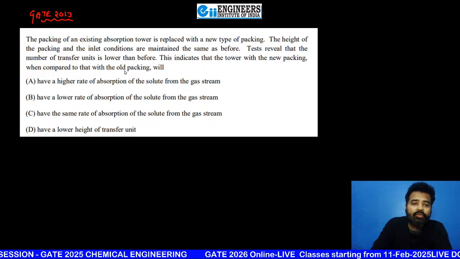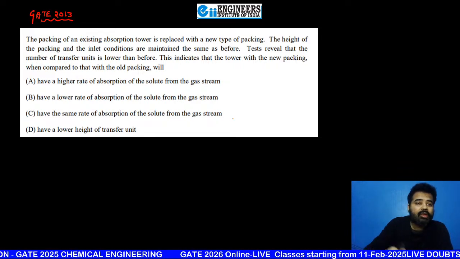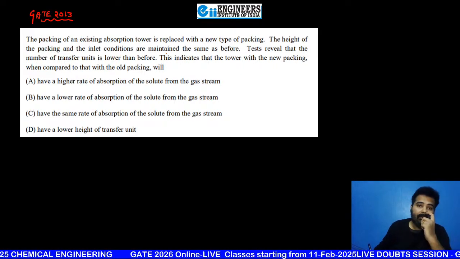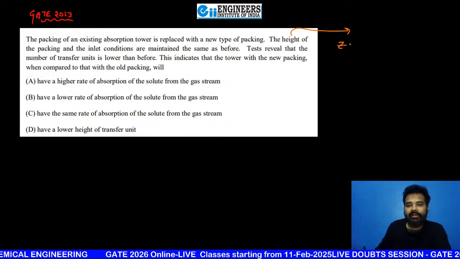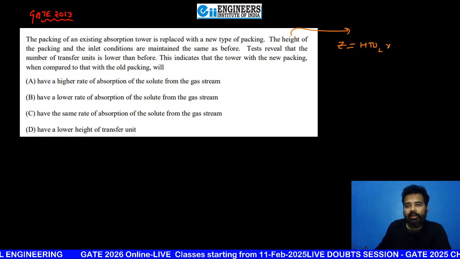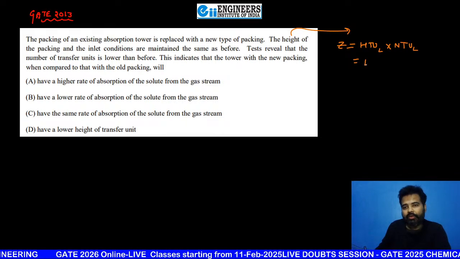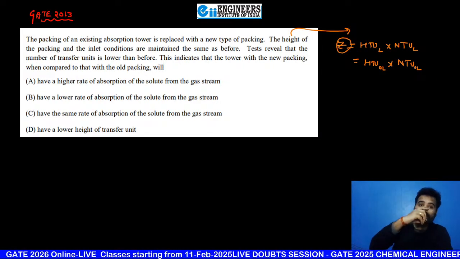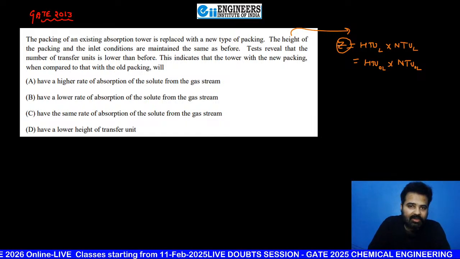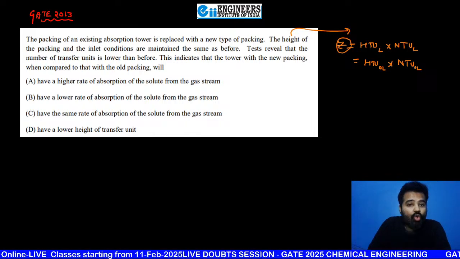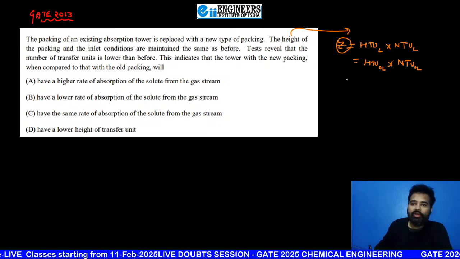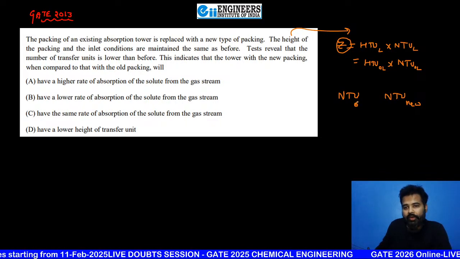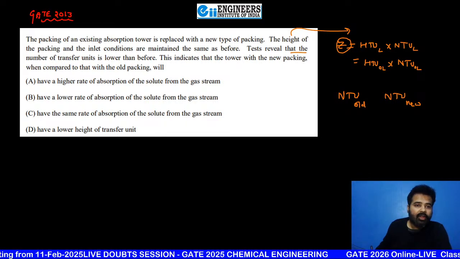Okay, now see beta, in this question the packing of an existing absorption tower is replaced with a new type of packing. The height of the packing and the inlet conditions are maintained the same. Beta, this height is Z. Z is what? Z is HTUL into NTUL, or you can also write it equals HTUOL into NTUOL. So they are giving this Z. Okay, so Z is the same. The height of the packing and the inlet conditions are maintained the same as before. Tests reveal that the number of transfer units is lower than before. This time the number of transfer units, NTU new versus NTU old, is lower than before.